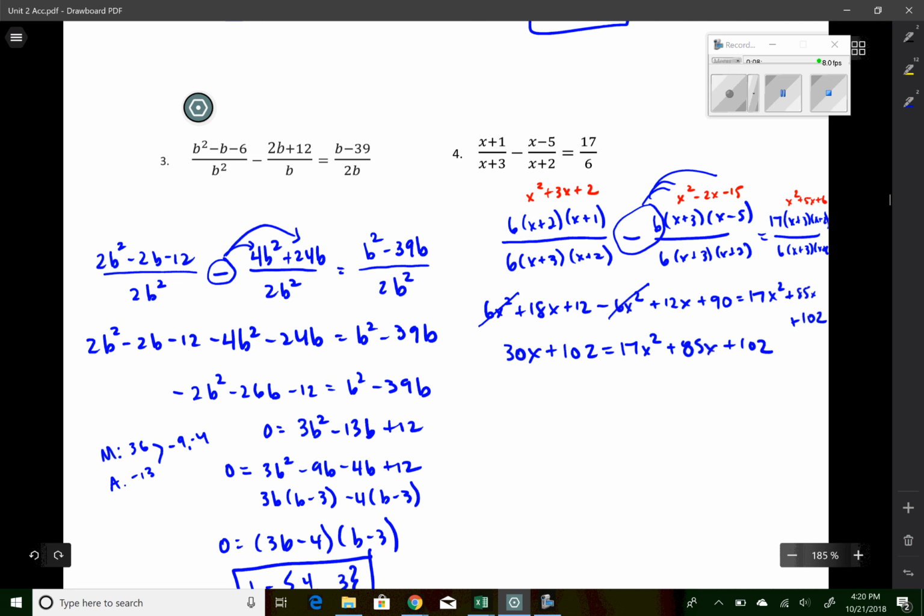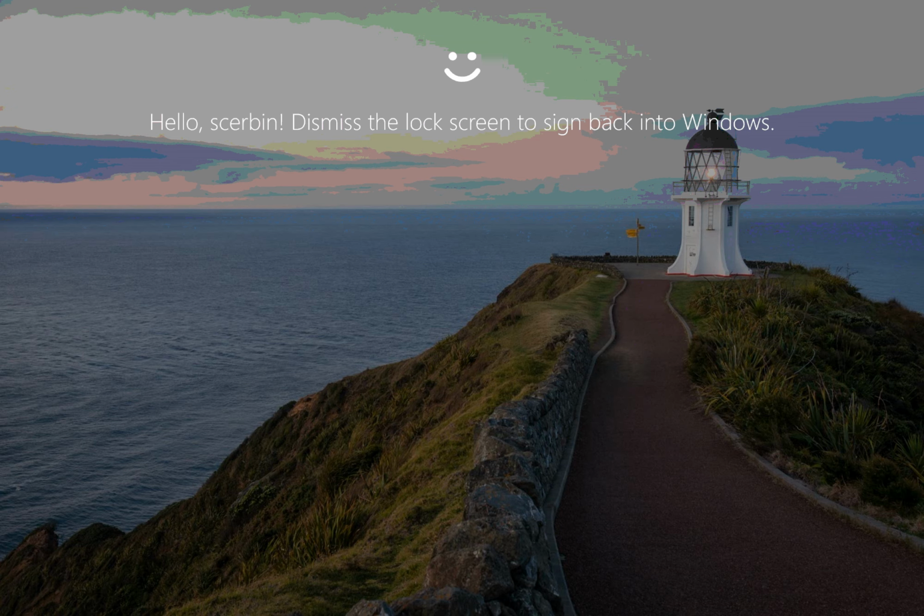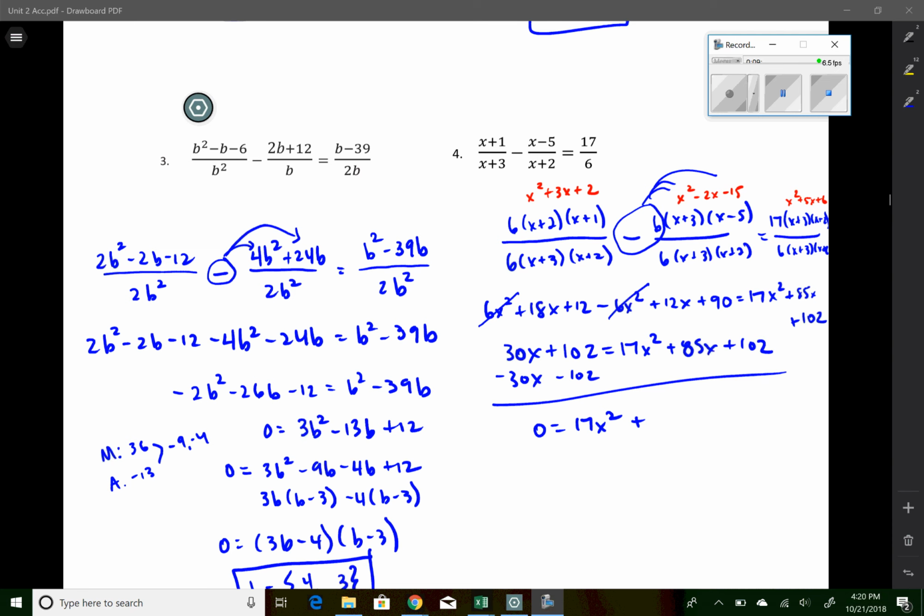If I start moving terms to the other side, so subtract 30 and subtract 102, I wind up having 0 equals 17x squared plus 55x. The 102's cancel to nothing.